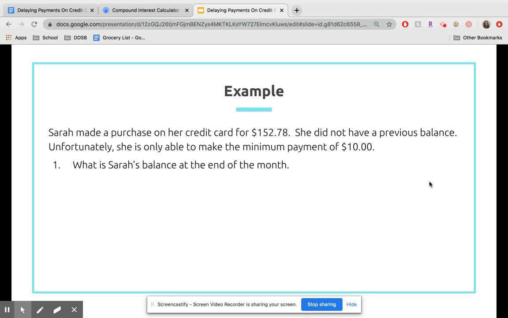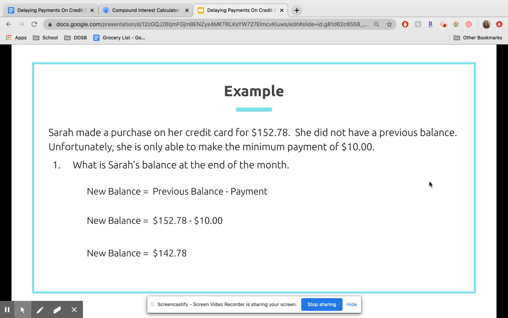So let's do an example. Sarah made a purchase on her credit card for $152.78. She did not have a previous balance. Unfortunately, she is only able to make the minimum payment of $10. What is Sarah's balance at the end of the month? So on the credit card, her bill comes in and it says $152.78. She only pays $10 of it. So we take that previous amount, we subtract how much she paid, and we'll get the new balance.